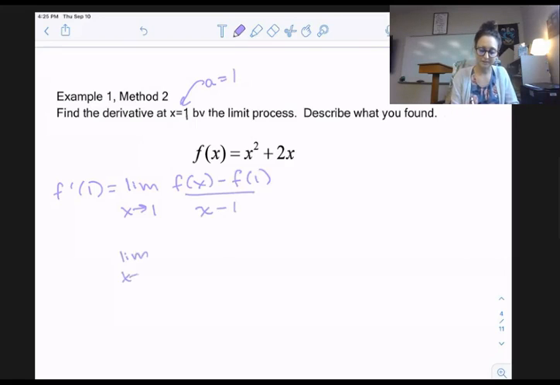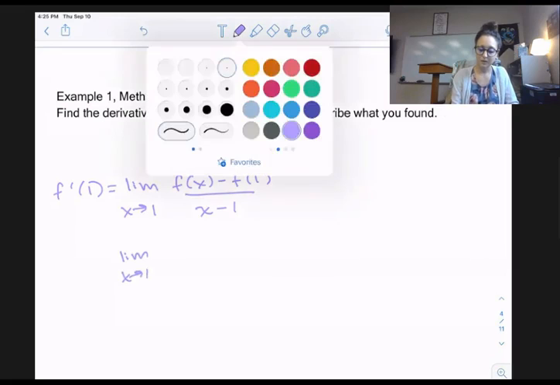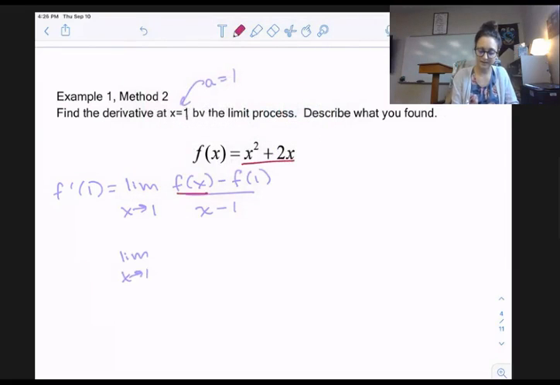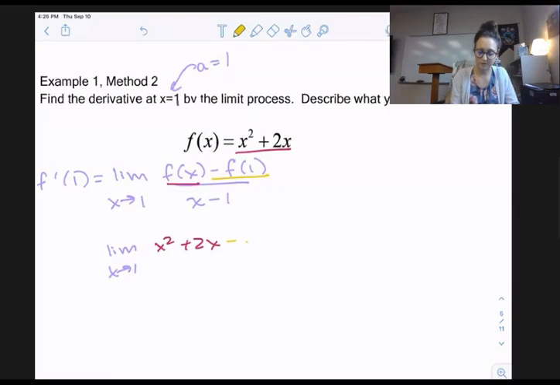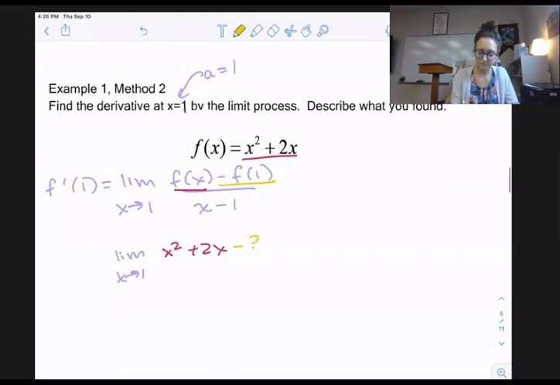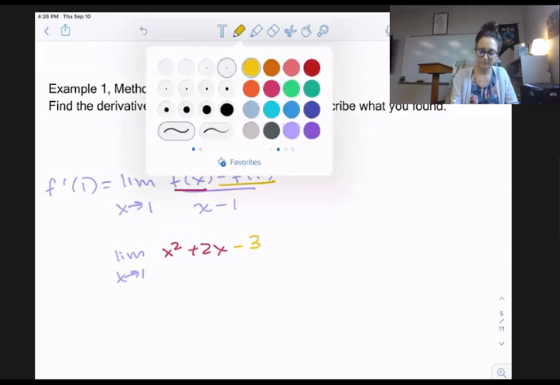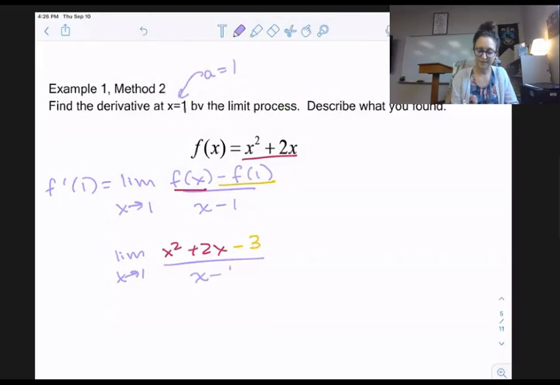So I keep my limit as x approaches 1. What is f of x? Well, that's that x squared plus 2x. Then I want to subtract out f of 1. So what do we get for f of 1? Well, we get 1 squared plus 2 times 1. So 1 plus 2, so 3. And then all over x minus 1.